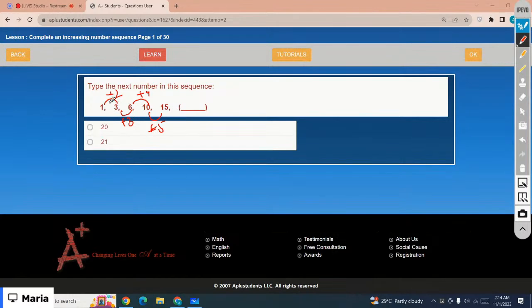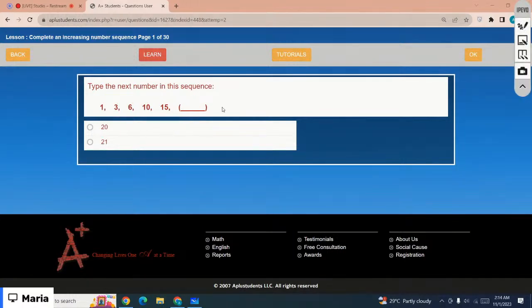The next one is, you can see, you add 2, then 3, then 4, then 5. So for the next one, you have to add 6. So 15 plus 6 equals 21. The next number in the sequence is 21, right? So the next number in the sequence is 21.